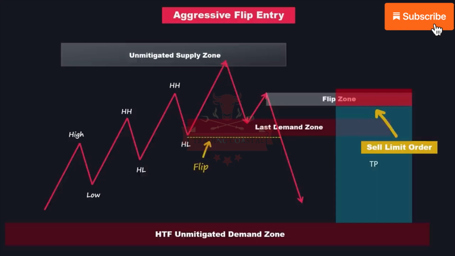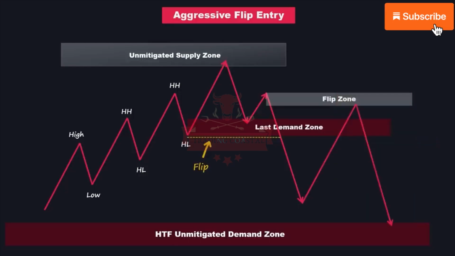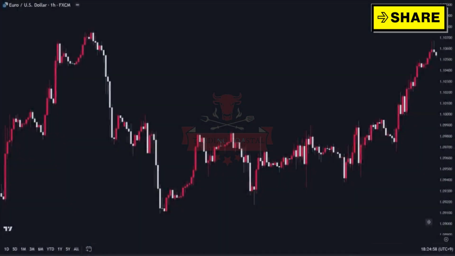As for our take profit target, we aim for the next unmitigated demand zone, which offers a potential area for the price to reverse. By following this aggressive entry strategy, we can take advantage of the flip pattern and potentially profit from the downward price movement. The same principles apply to the bullish scenario. Let's now apply these steps to a real price chart to see how this strategy can be implemented effectively.